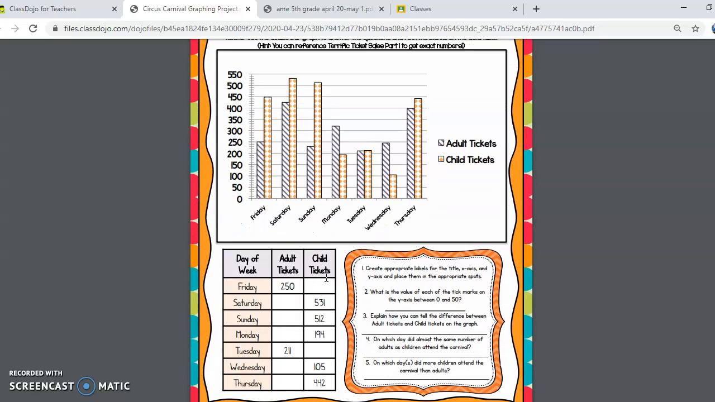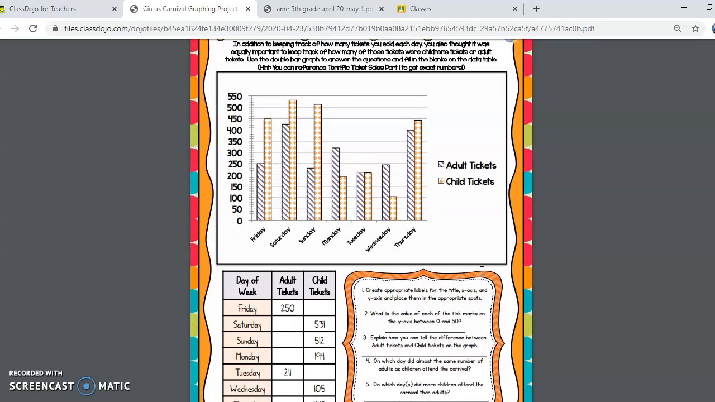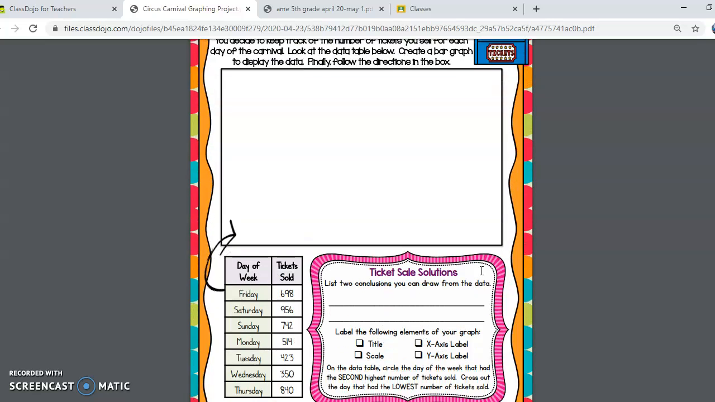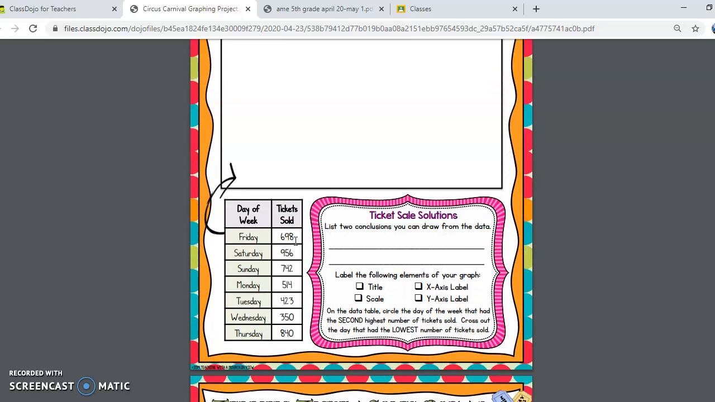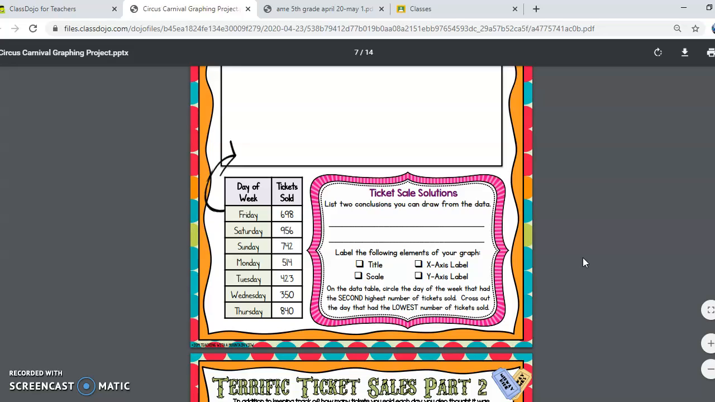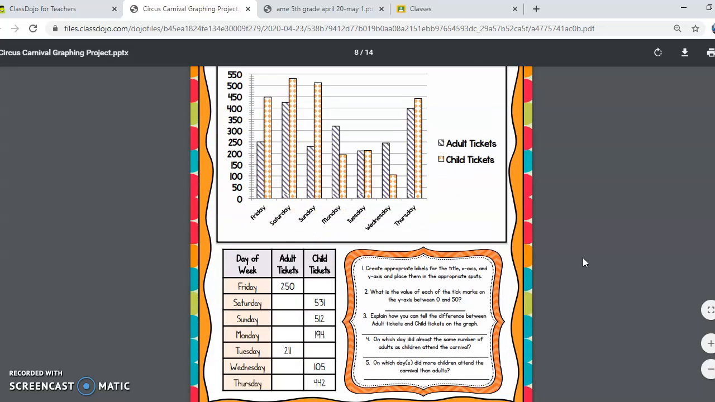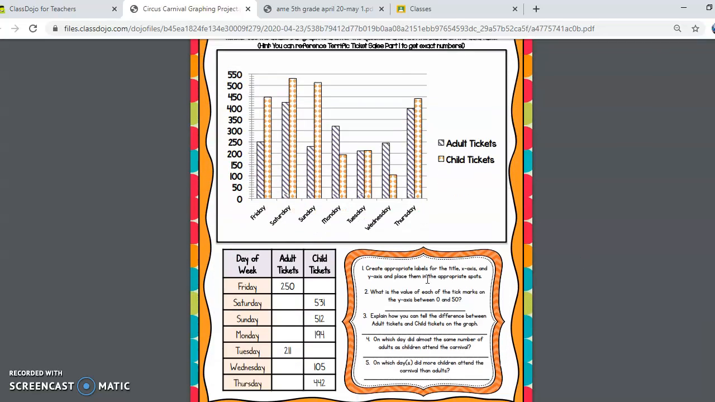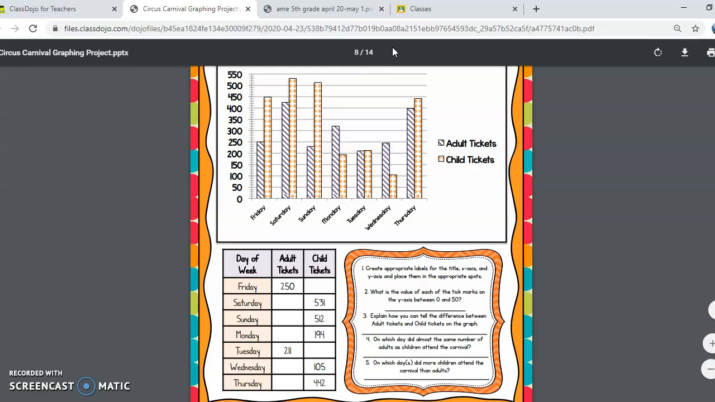Okay, so here, adult tickets, there were 250. I need to find the child tickets. So I would do 698 minus 250 to find out how many were child tickets and vice versa. Okay. Then here, they're asking you to create labels for the title, your x-axis, and your y-axis in the appropriate spots.